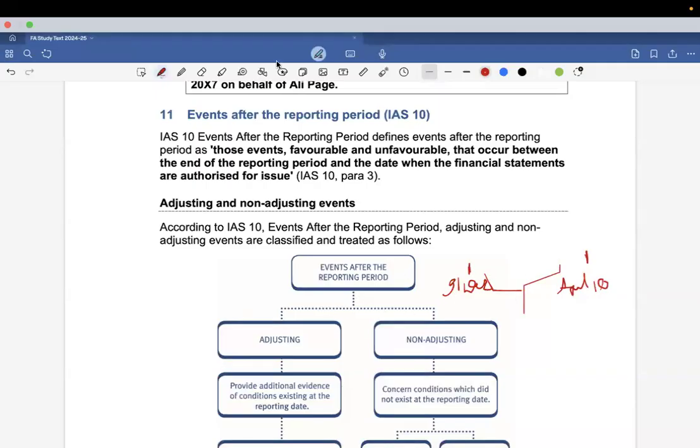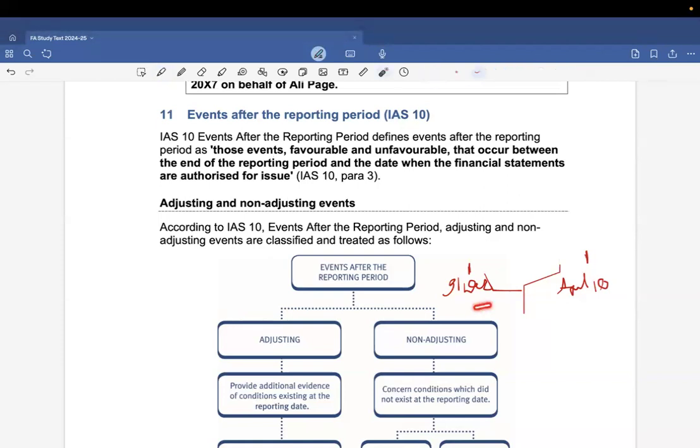Okay. So these two time periods: your year end, and the date at which your FS is going to be published, or signed off, or when it is authorized for issue, let's say. So in between this time period, some things happen, right? And it could be both. It could be favorable, it could be unfavorable.